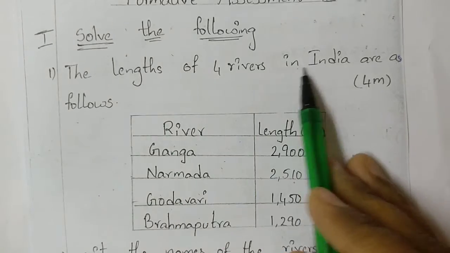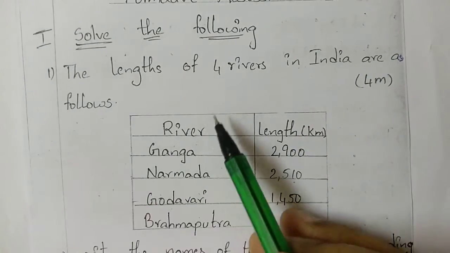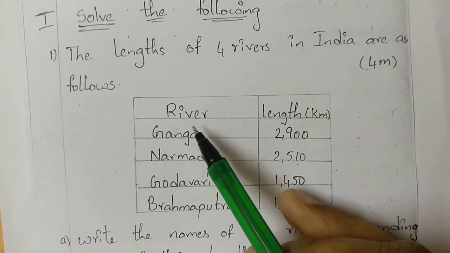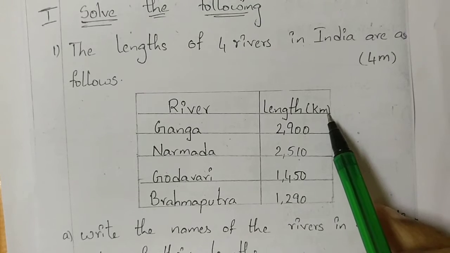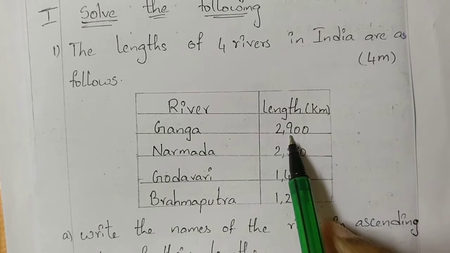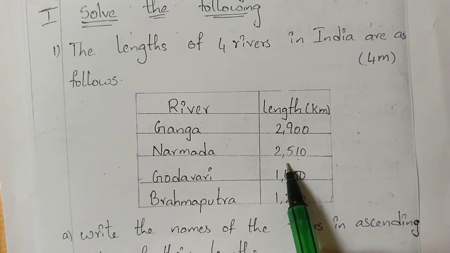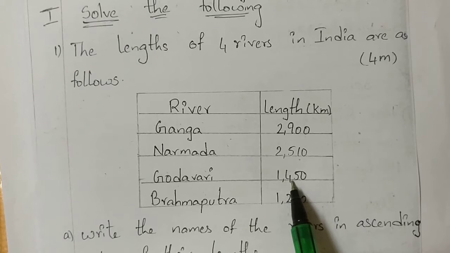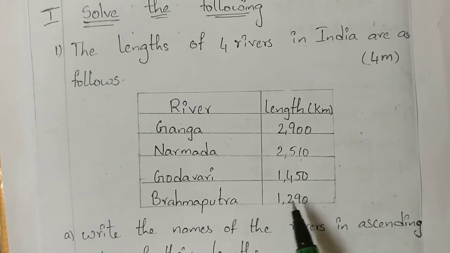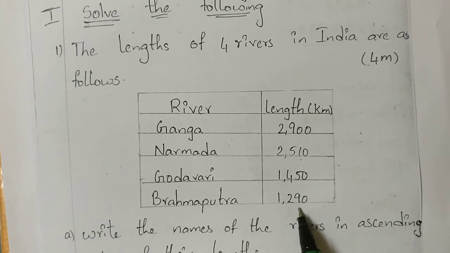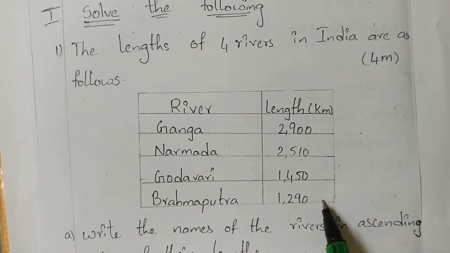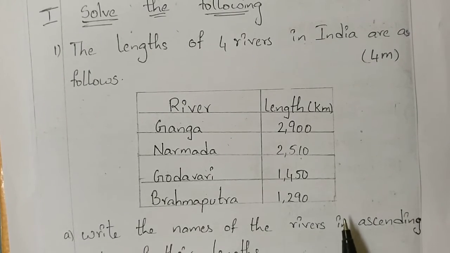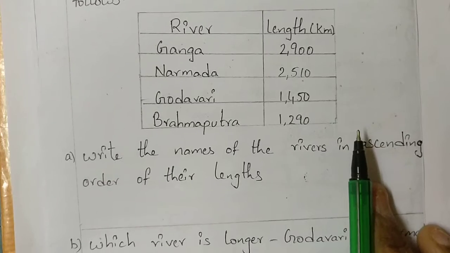The lengths of 4 rivers in India are as follows. Here they have given 4 rivers, children. For 4 rivers they have given length. Okay, the lengths are given in kilometers. Now Ganga, how many kilometers? 2900. Next Narmada, 2510. Godavari, 1450. Brahmaputra, 1290. So here they have given 4 rivers. For 4 rivers they have given the length also for you, Nana. Okay, by observing the table now we have to write the question and answers.